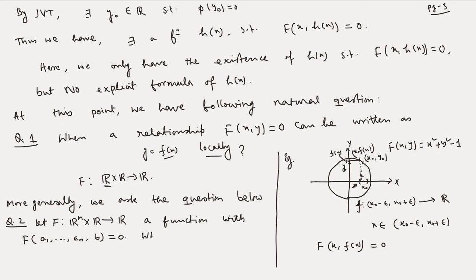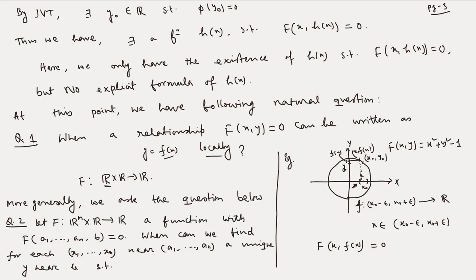Then the question is, when can we find, for each x1 and so on xn in Rn near a1 and so on an, near the point a1 and so on an, a unique point y near b, such that F of x1 and so on xn comma y is equal to 0.